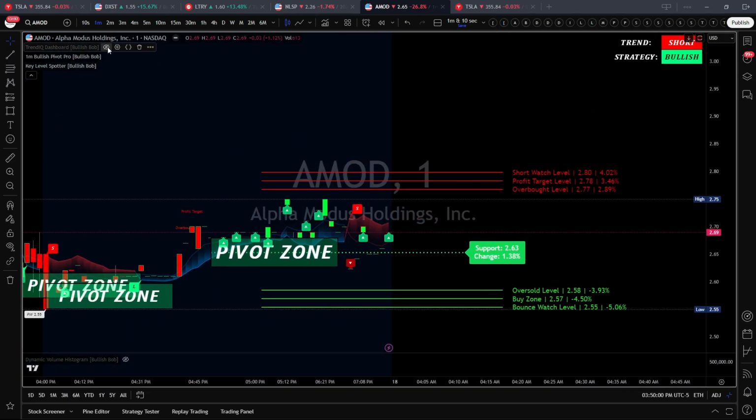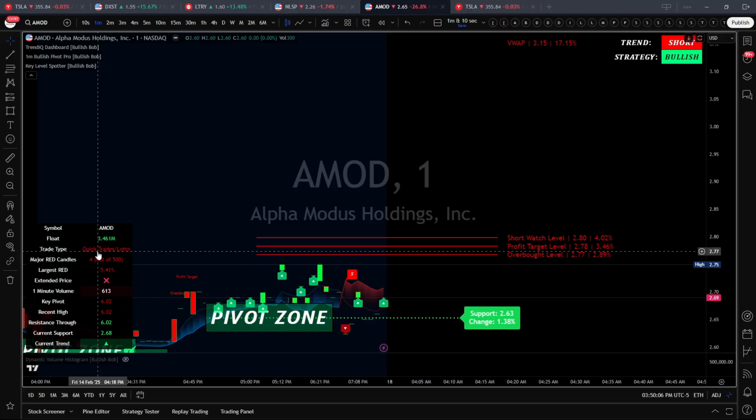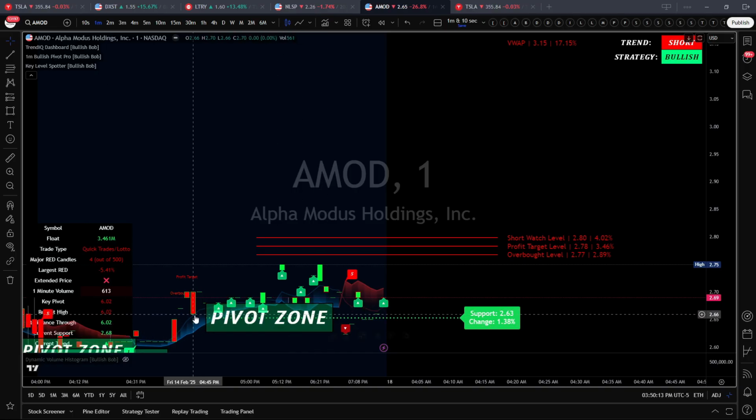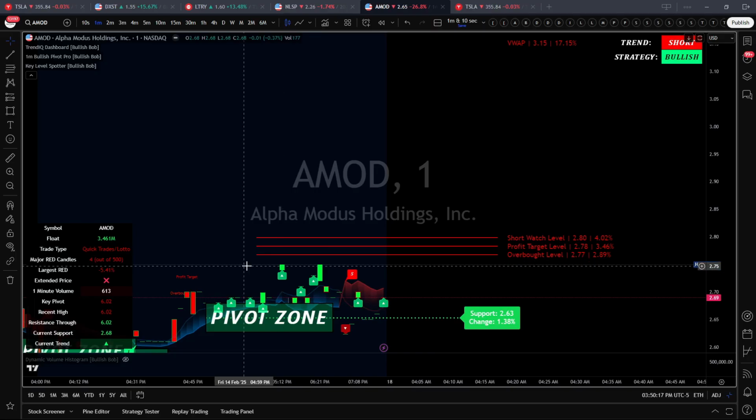And the Trend IQ, of course, the Trend IQ is great because what it's doing is going to identify the type of trade that we're looking at. So this one is listed as a quick trade or lotto trade. So that means it's higher risk. That means I want to be careful. And the reason for it, we've got resistance all the way through $6 and current price is $2.69. So that means I expect choppy price action all the way through.